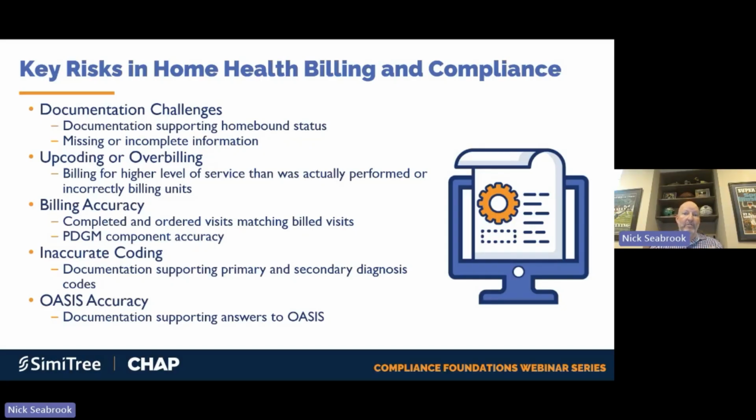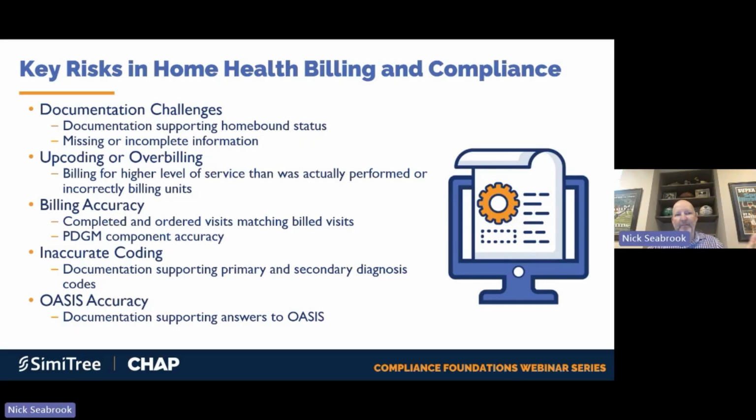You don't want to be in a situation where I provided 2 visits 1 week and then 4 visits the next week. That's out of compliance with what's been ordered compared to what's been actually completed. So making sure you have those numbers match is very, very important so that you're staying in accordance with what was ordered by the physician.